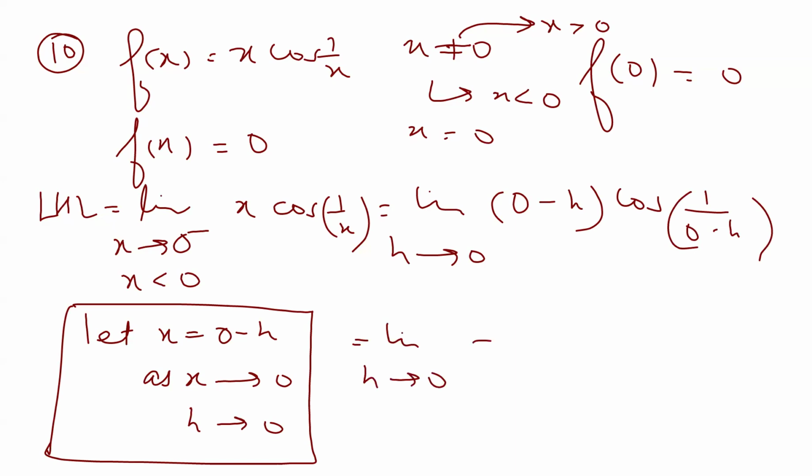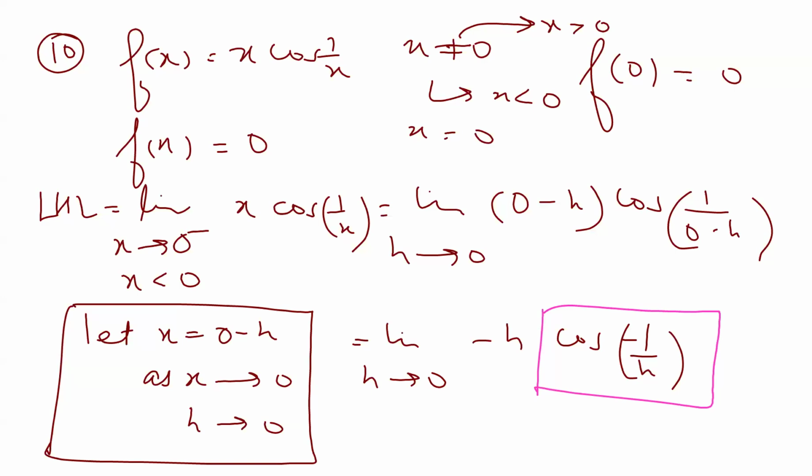Limit h approaching 0, minus h into cos of minus 1 upon h. See, now x is not exactly equal to 0, but very near to 0. Now understand this solution. Cos of any trigonometric function, cos of any angle, within the bracket, let it be any angle. So sine and cos of any angle lies between -1 to 1.